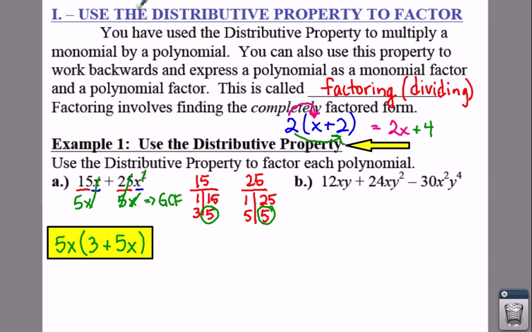So now you can always double check your work by using what we did back at the beginning of the chapter.